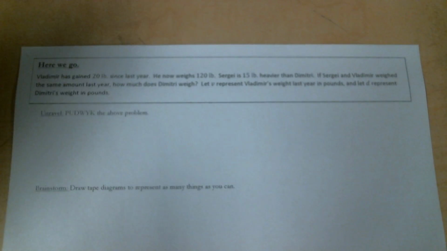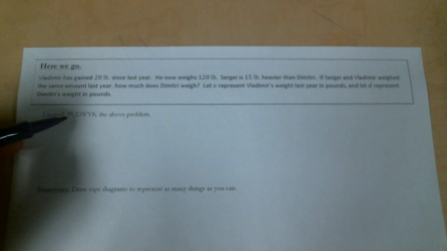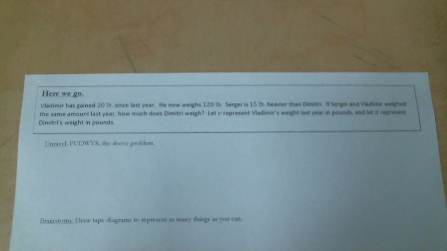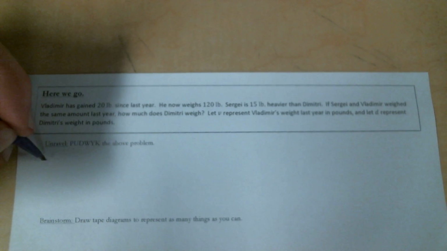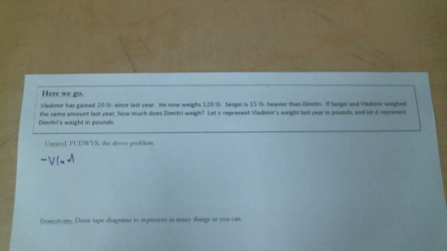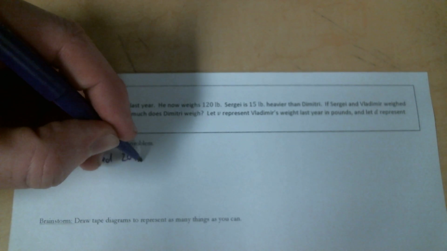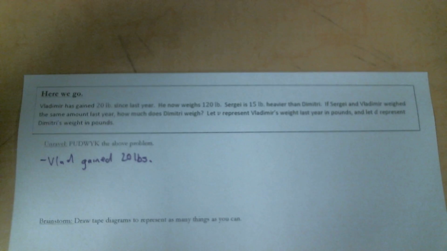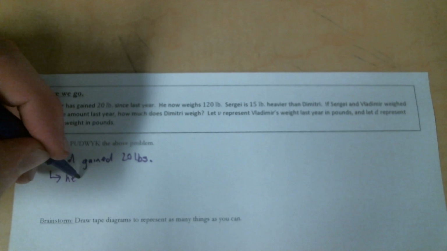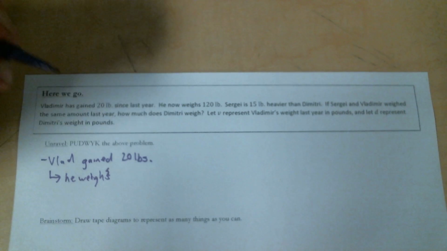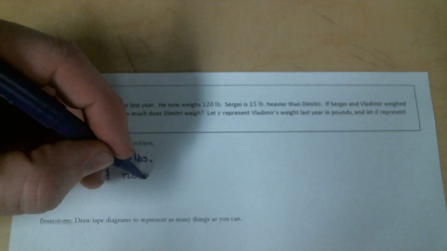Here we go. So I've got some Russian names here. Let's see if we can keep track of all this. The first thing we're going to do is put down what we know. That's what the P U D in the acronym stands for. Put down what we know. So Vladimir's gained 20 pounds since last year. He now weighs 120. So Vlad, that's what we can call him for short. Vlad gained 20 pounds. And he now weighs 120 pounds now.